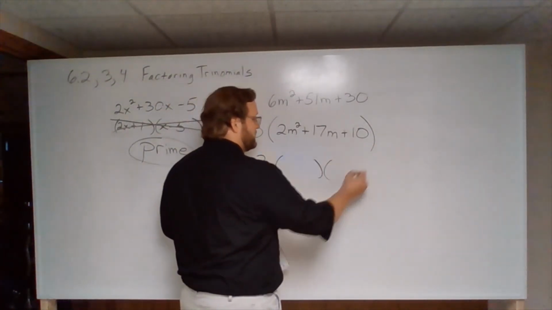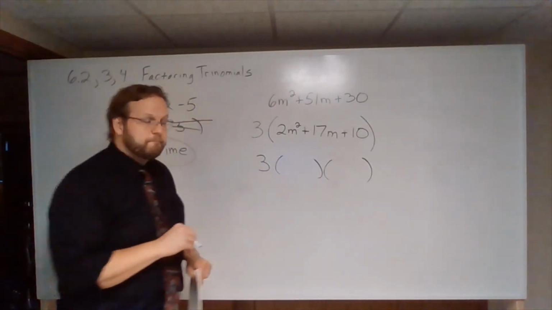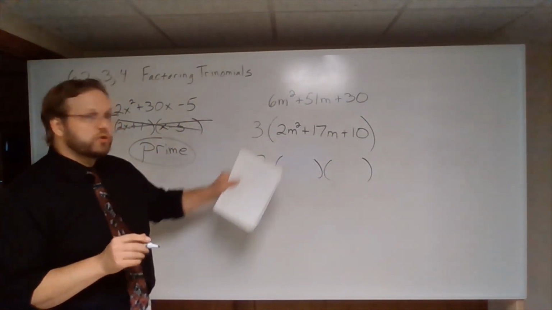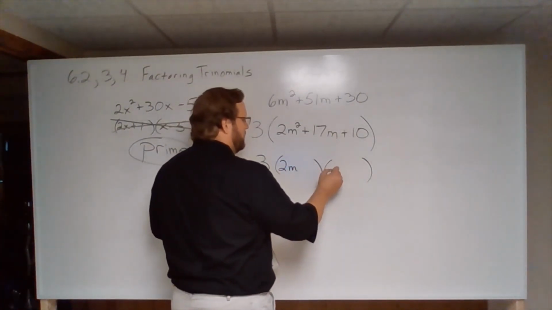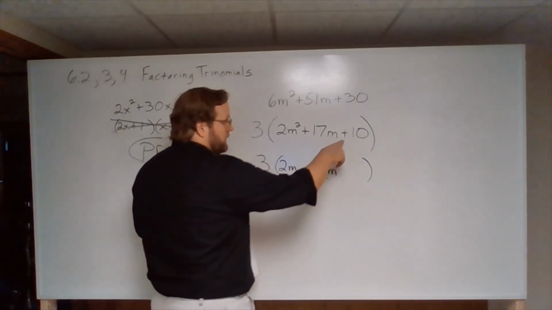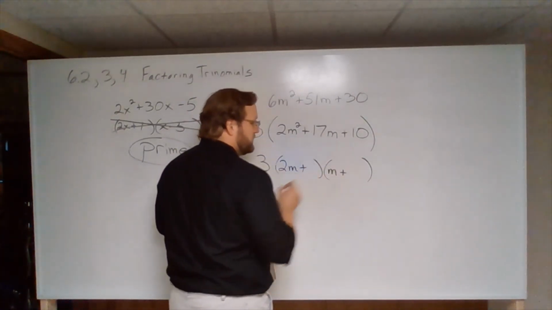I got to try to guess and check. Don't forget that 3. Okay, what's nice is 2. 2 is 1 and 2. That's it. I'm going to go with 2m and 1m. I have plus and plus.